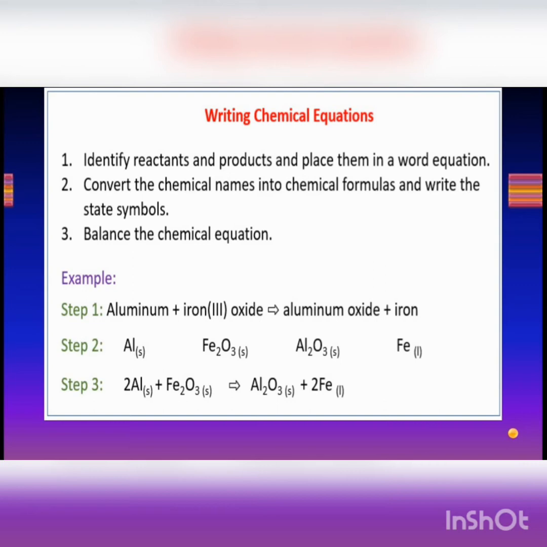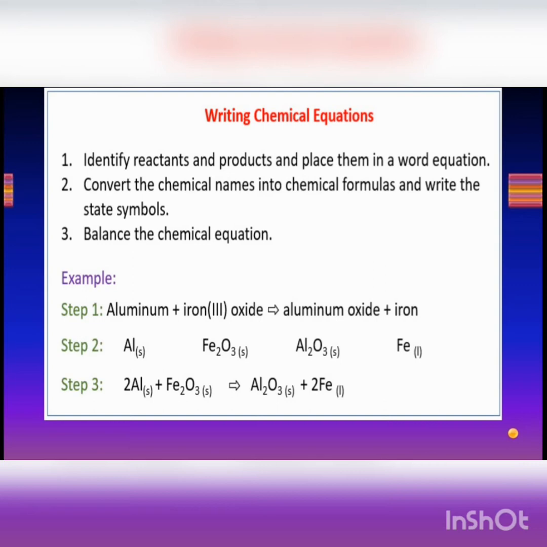Similarly, when we look at Fe, Fe on the reactant side is 2. That is, 2 atoms of iron are present in iron(III) oxide, whereas the iron that we get as a product is a single atom of iron. So to balance the chemical equation, or to keep the elements in equal quantities on both sides, we will have to put a coefficient 2 for Fe. So the correct balanced chemical equation here will be 2Al plus Fe2O3 giving us Al2O3 plus 2Fe.